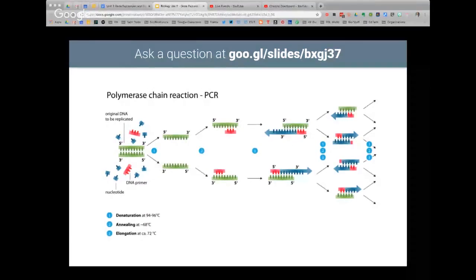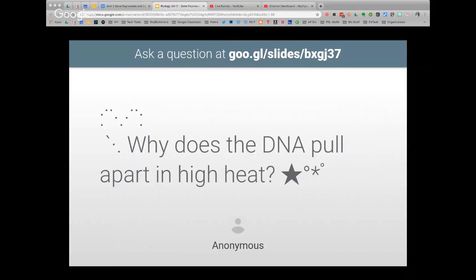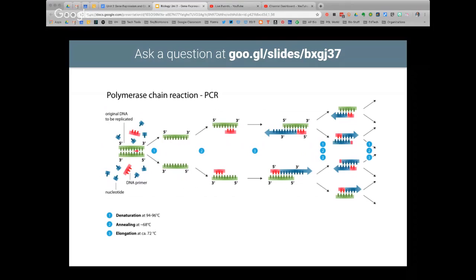Great question. Why does DNA pull apart in high heat? Well, when you heat up the DNA molecule, you break apart the hydrogen bonds. The hydrogen bonds are very easily pulled apart when you add heat to something. A great example of this is if you have curly hair and you want to straighten your hair, what do you do? You use a straightener. That straightener uses high heat. What you're doing, you're breaking bonds in your hair molecules. That's a great way of thinking about it. That's what straightens out the proteins that make your hair curly. So heat can just break bonds, and it's very easy to break hydrogen bonds. So heating up DNA very easily breaks the hydrogen bonds.